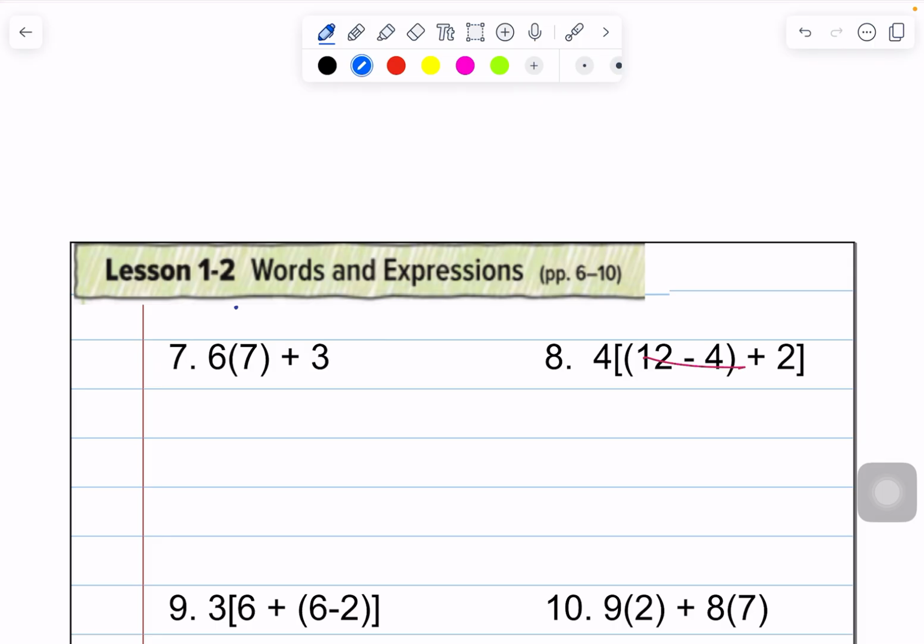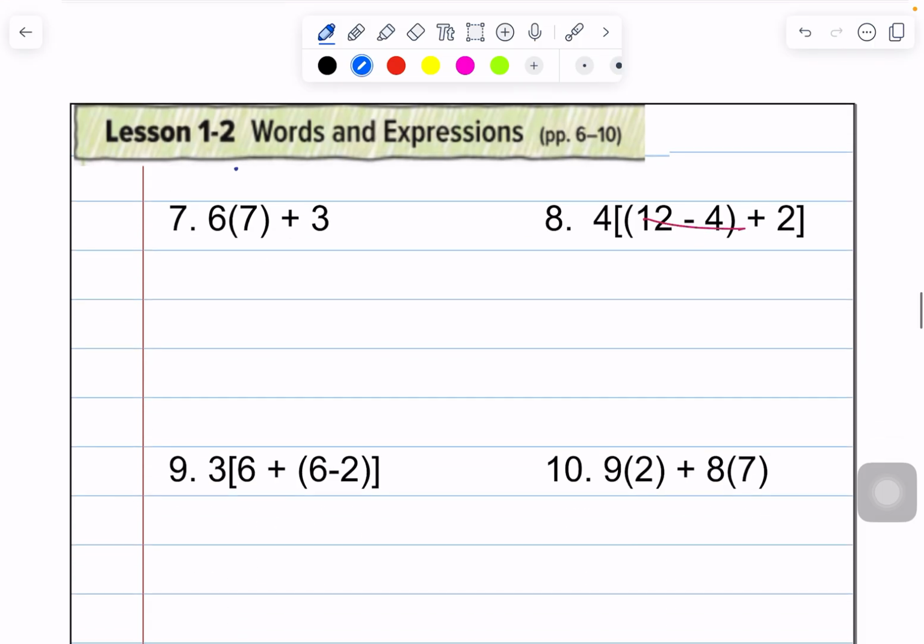Moving on to number 7. We're now going to go through the steps of order of operations in order to solve. Remember that when a number is right next to a parenthesis, that this means to multiply. There's like a hidden multiplication symbol in there. So 6 times 7 is 42, and when I add 3, I come up with an answer of 45. Star that correct if you have it.